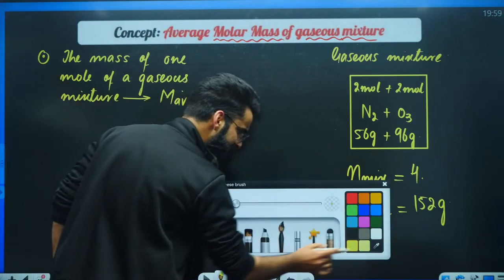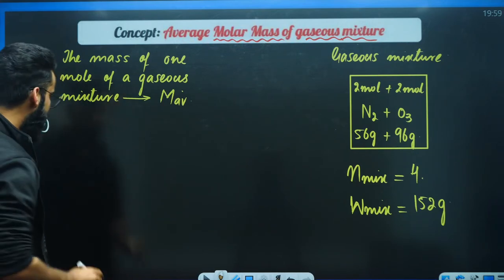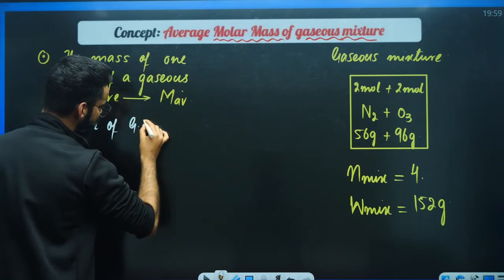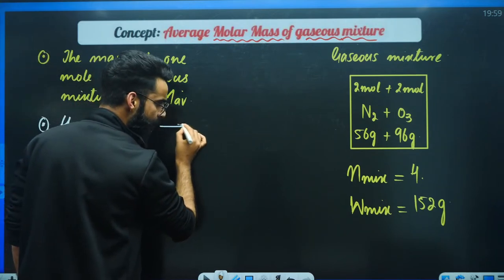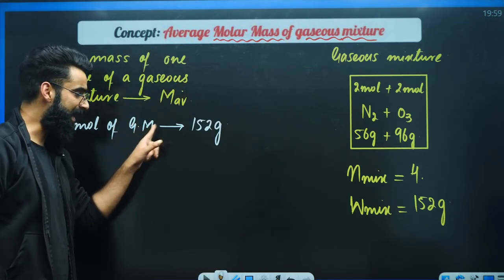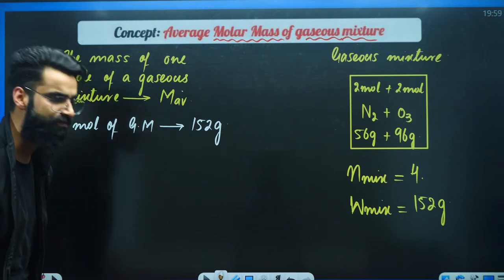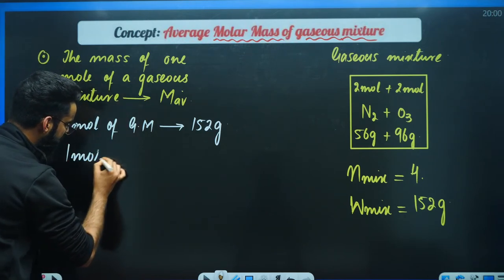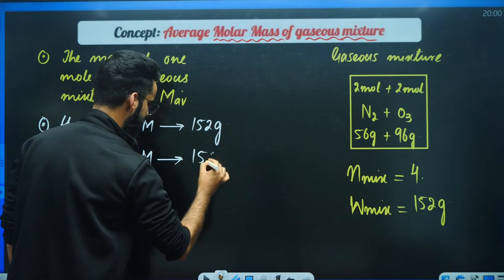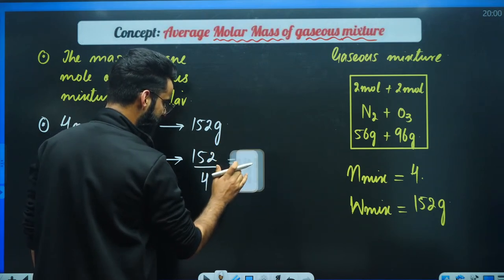Now, people, if you agree with this particular statement, then you should have no problem with the statement which I'm going to write. Can I say, as per the current scenario, 4 moles of gaseous mixture have got the mass of 152 grams? Now use the unitary method. If 4 moles of gaseous mixture has got the mass of 152 grams, what will be the mass of 1 mole of gaseous mixture? Can I say it will be 152 divided by 4 grams?